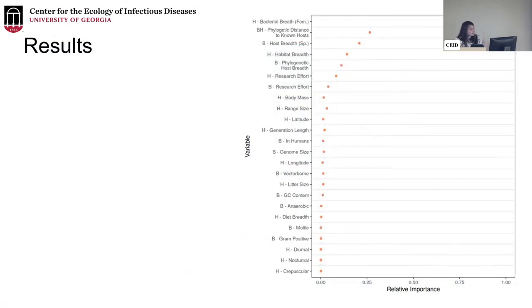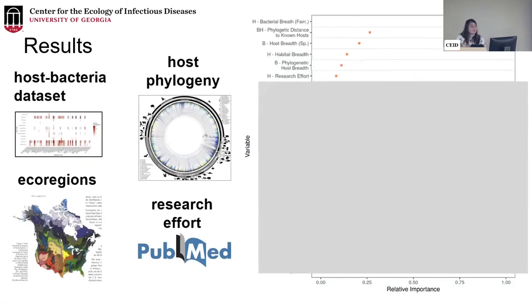Okay, so we had many different traits, but if we plot the relative importance, we can actually focus maybe on the top six. And you can see that the most important are these traits calculated from our host bacteria data set. So what is the phylogenetic breadth of these different bacterial species, how many bacterial families a host might be associated with, some ranging behavior. So the ecoregions, the number of ecoregions a host is in, which we're calling habitat breadth, as well as research effort.